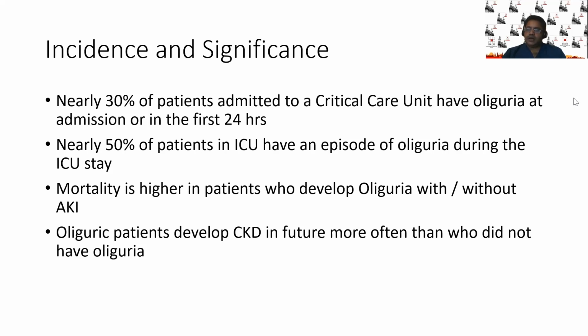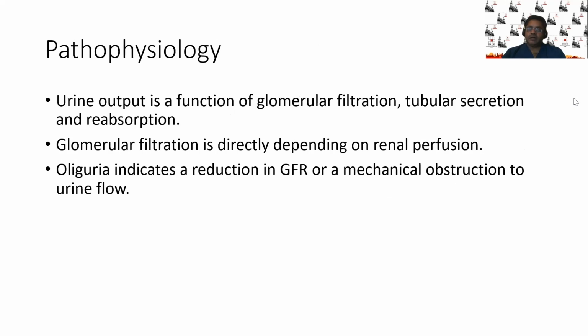But your attempt to convert an oliguric AKI to a non-oliguric AKI by the administration of diuretics is not shown to improve outcomes. And oliguric patients in the intensive care unit, even after they recover their normal kidney function, are at a high risk of developing chronic kidney disease in future more often than those who do not have oliguria while in the intensive care unit.